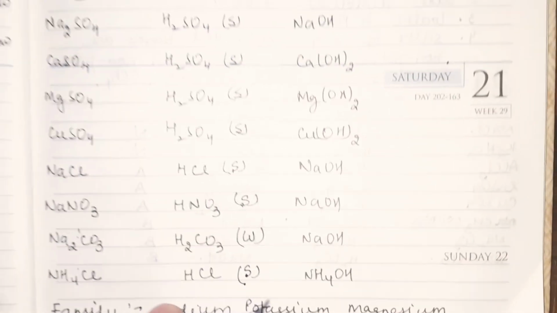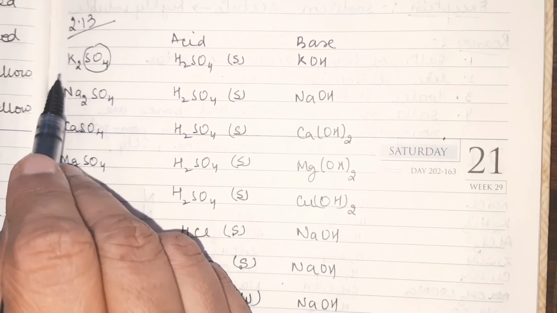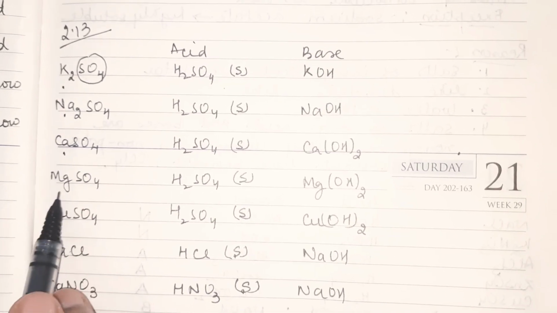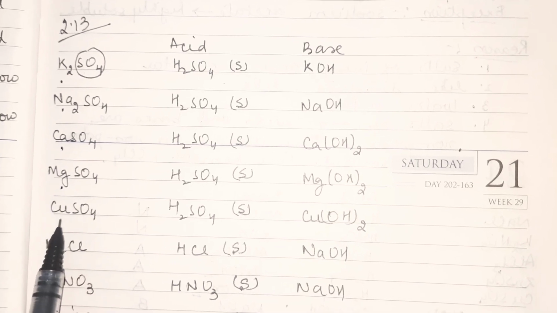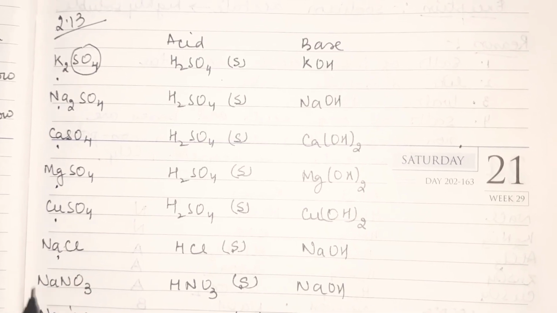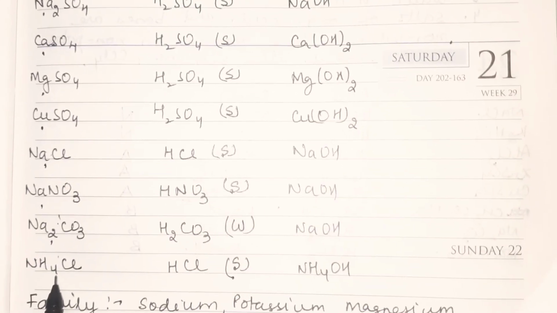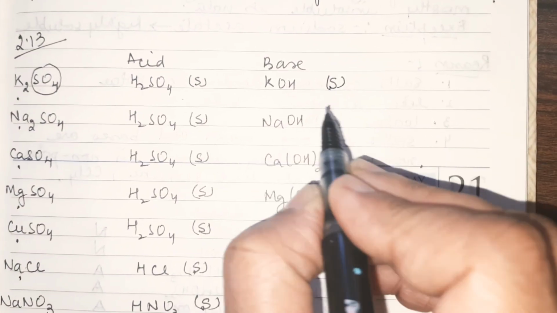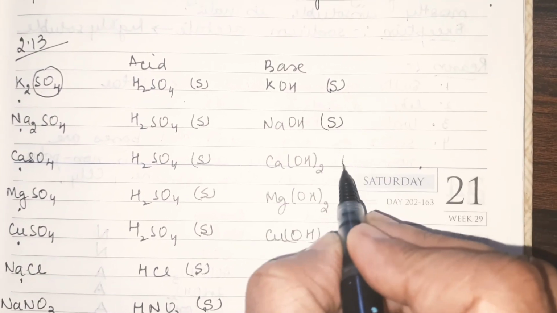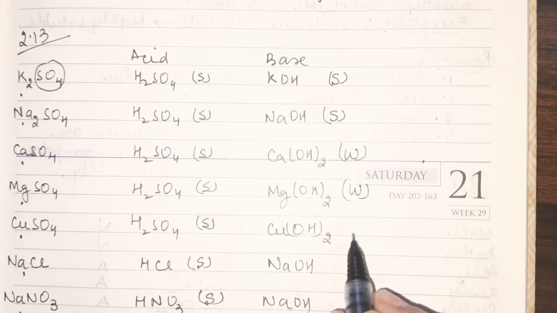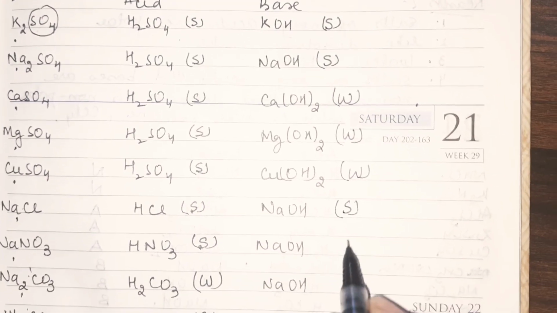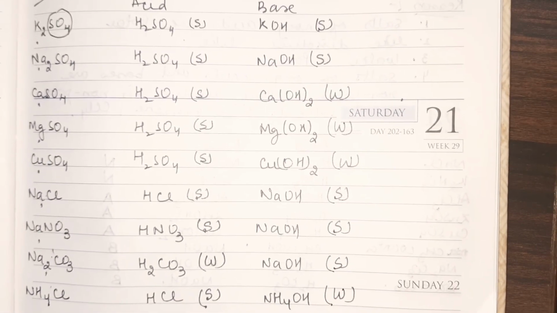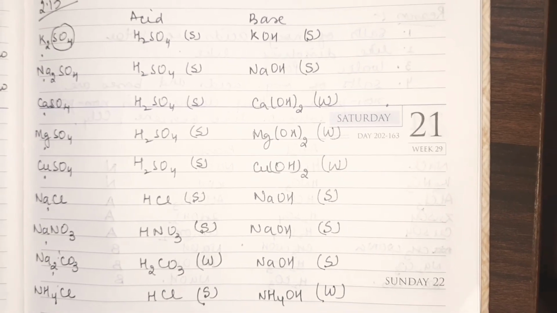Now looking at the positive component of these salts, it is KOH for K, NaOH, Ca(OH)2, Mg(OH)2, Cu(OH)2, NaOH, NaOH, NaOH, and NH4OH. Now let us see the strength of these bases. This is a strong base. This is a strong base. This is a weak base. This is a weak base. This is a weak base. Strong base, strong base, strong base, and a weak base. I suggest you learn the examples of strong and weak bases.